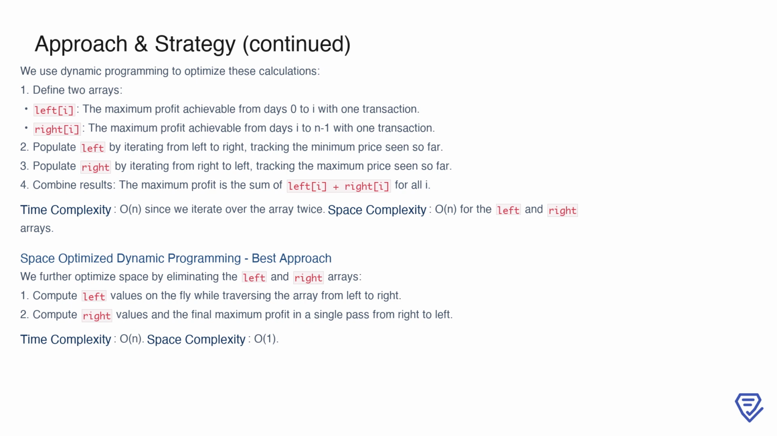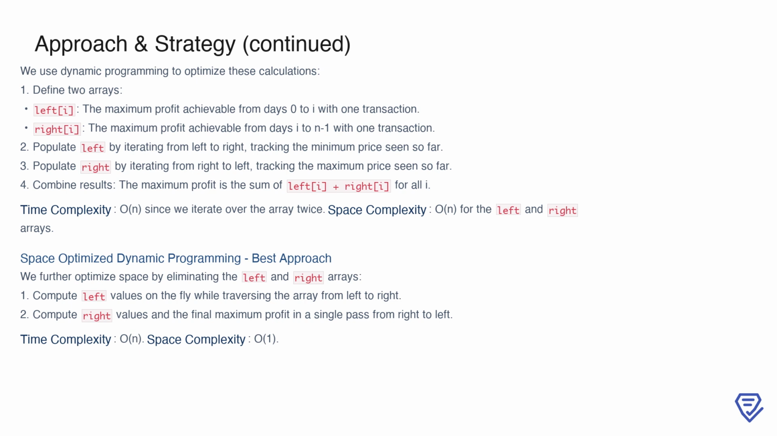we iterate through the array from left to right, continuously updating the minimum price encountered so far and calculating the profit if we were to sell on that day. Similarly, we populate right by iterating from right to left, tracking the maximum price as we move backward, and calculating the potential profit for buying on that day.